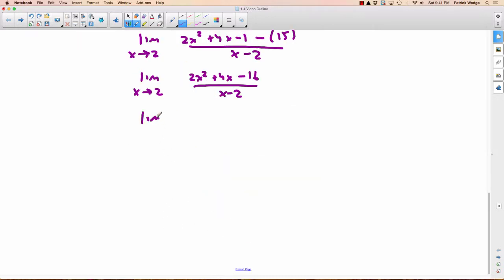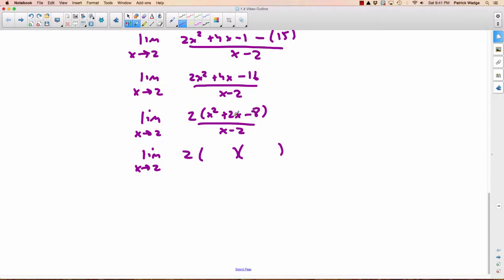So still limit, take out a 2, and I'm left with x squared plus 2x minus 8 over x minus 2. Keep going. The limit as x approaches 2 of 2. You can factor this. Simple trinomial. Two numbers that multiply to 8 and subtract to 2 are 4 and 2. So we'd have x plus 4 and x minus 2 all over x minus 2. Hey, this worked out very nicely because these cancel each other out. So now we can actually evaluate the limit.